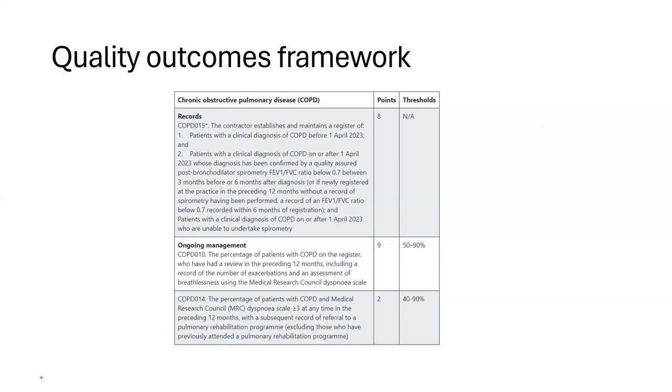The other point is about the ongoing management of COPD patients. You want to have a review of them at least every 12 months, and you have to document a Medical Research Council, the MRC dyspnea score. If the MRC dyspnea score is 3 or more, then you have to refer them or offer them a pulmonary rehab program. Now, it's always every 12 months. And there is a lot of evidence that actually really, really helps.